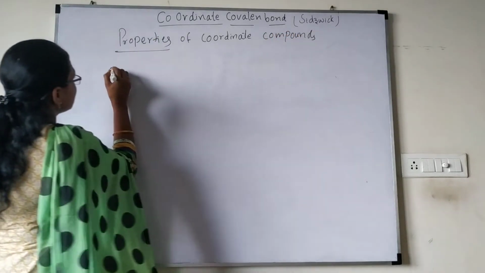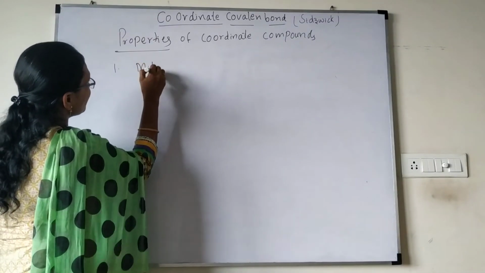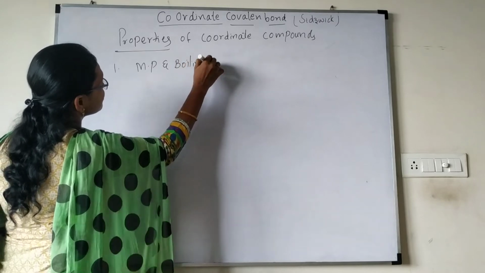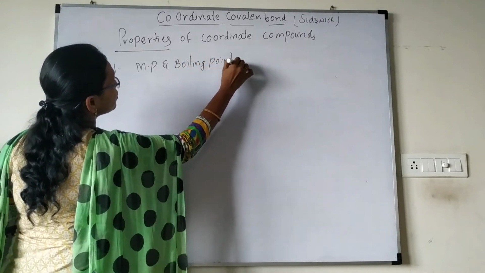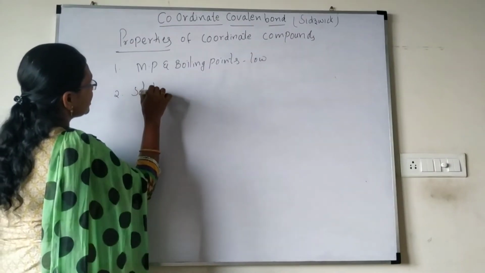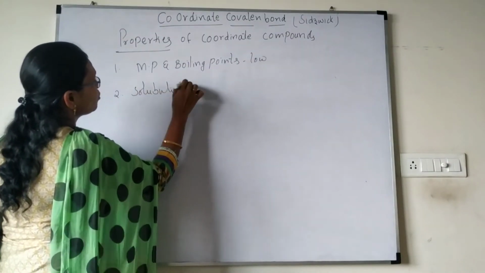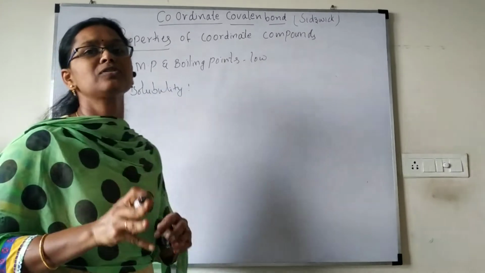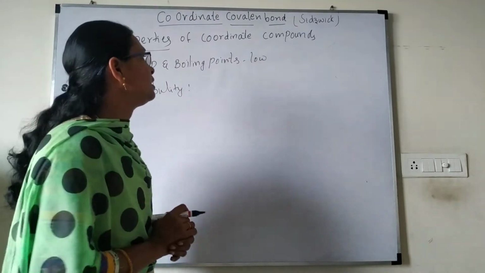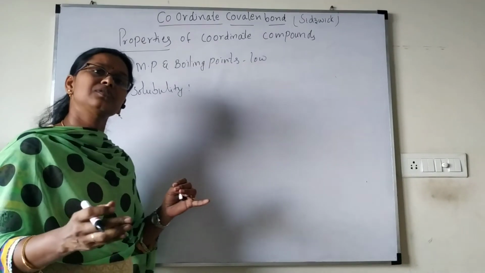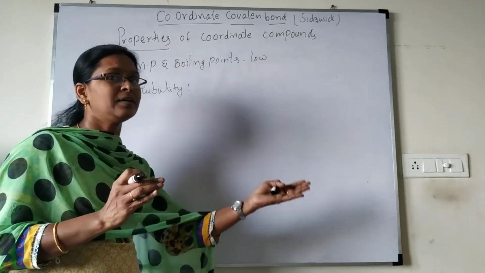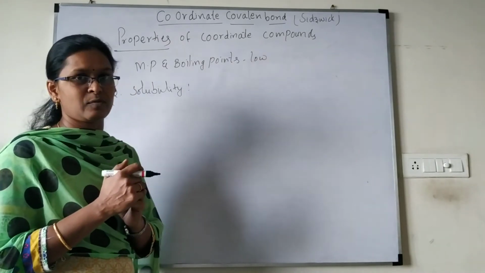So first, melting points and boiling points. Melting points and boiling points will be low. Then solubility. What will happen here? What we discussed in case of ionic compounds: ionic compounds are more soluble in water, right? And covalent compounds are more soluble in organic solvents and less soluble in polar solvents like water.